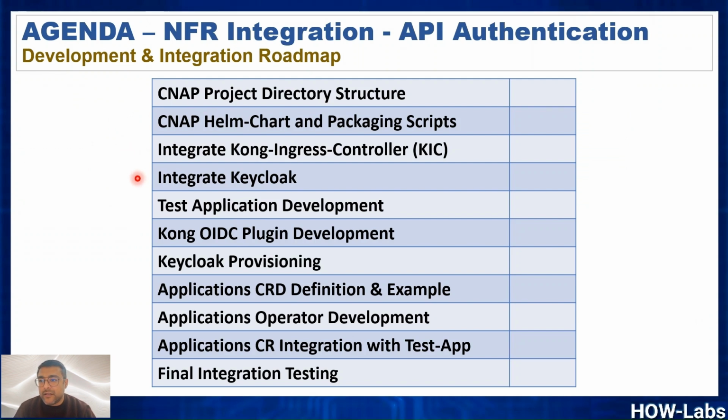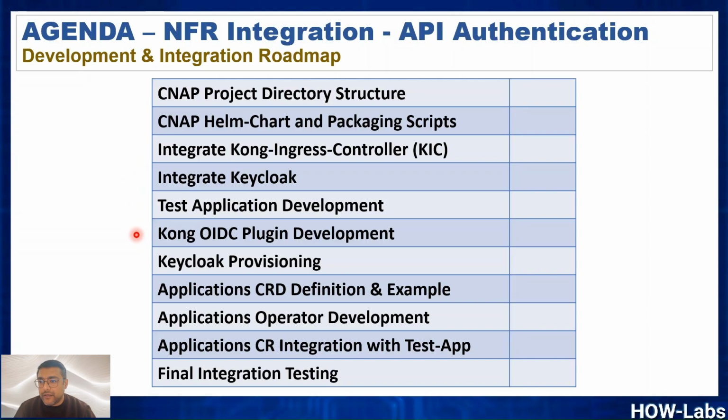Once it is done, I will do the test application development, and we will do some basic testing with that. Initially, it will be all manual, and then as we go along, it will be automated down the way. At the end of this whole roadmap, everything will be automated, and in the final integration testing, we'll be seeing the end-to-end implementation of the CNAP platform with these two tools integrated to it.